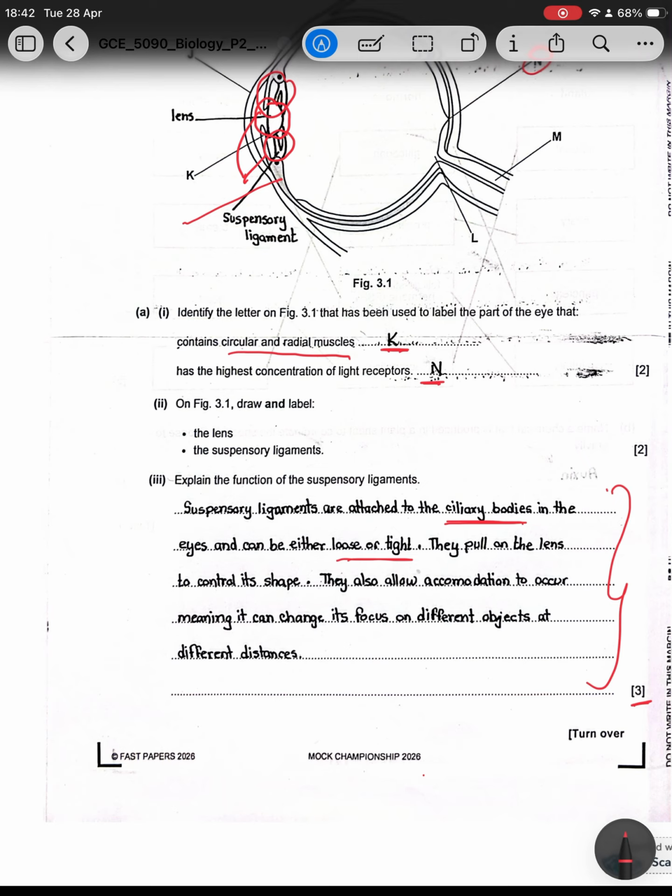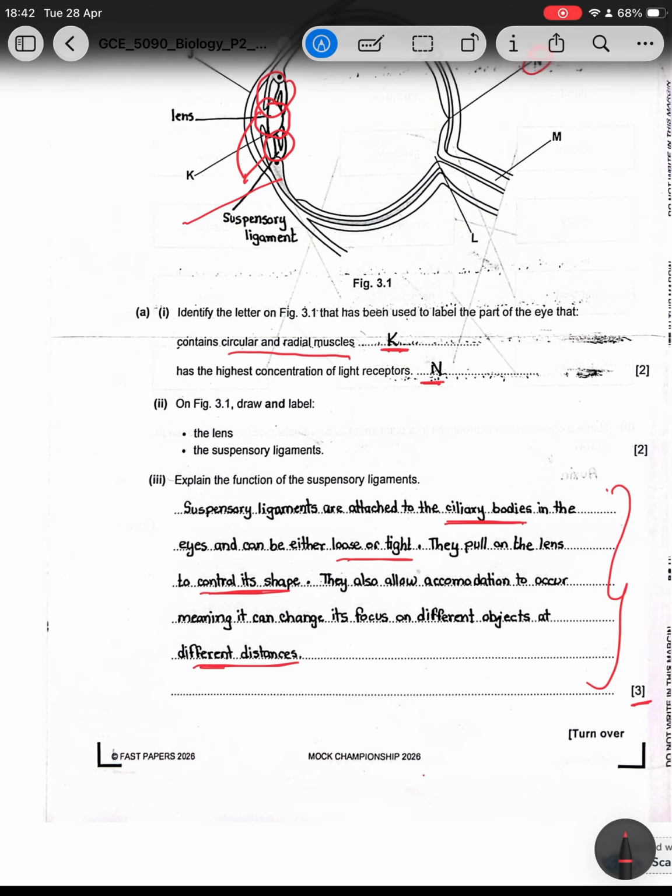lens is pulled thin. This is done so that the eye can look at something that is distant. So this is also known as accommodation for distant objects. So the suspensory ligaments pull on the lens to control its shape. They also allow accommodation to occur, meaning it can change its focus on different objects at different distances.